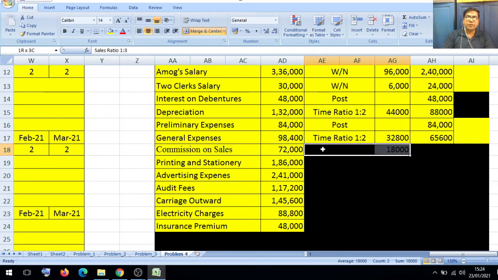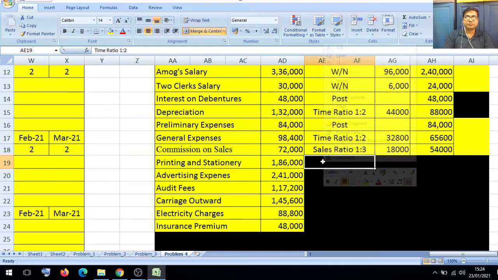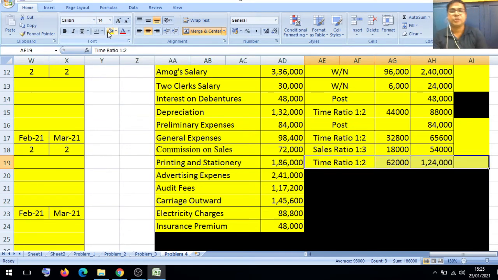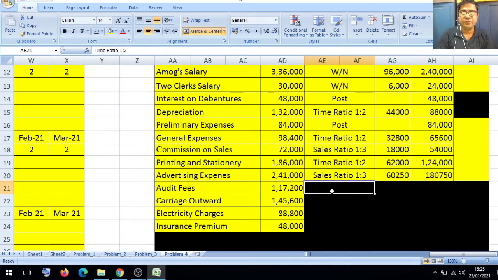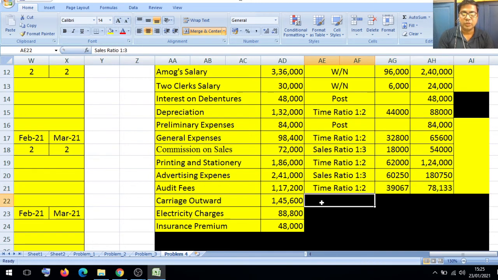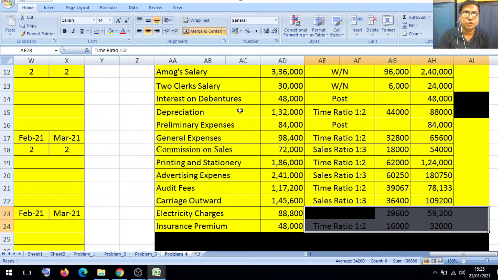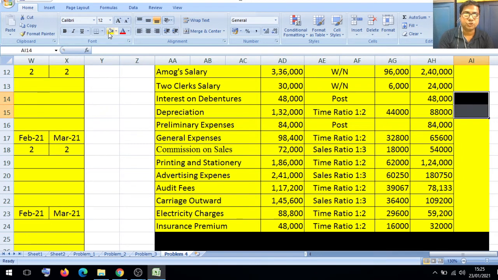Commission on sale we have to allocate on the basis of sales ratio 1:3. Printing and stationery also allocate on the basis of time ratio. Advertisement expenses we have to allocate on the basis of sales ratio. Audit fee we will allocate on the basis of time ratio. Carriage outwards sales ratio. Electricity charges and insurance premium also allocate on the basis of time ratio.